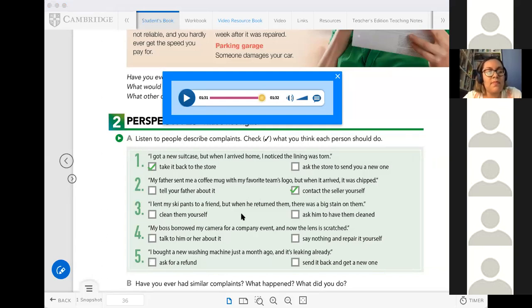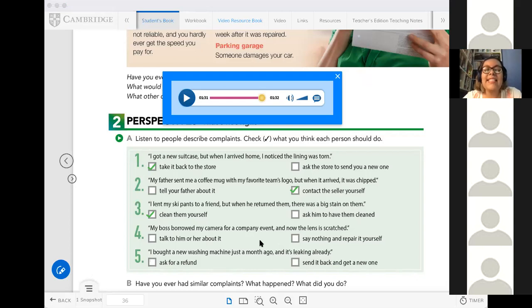Clean them yourself? Okay. Here I have a different one. Well, yeah, I guess. I don't know. It depends, I guess. Depends on the friend. Now, my boss borrowed my camera for a company event, and now the lens is scratched.